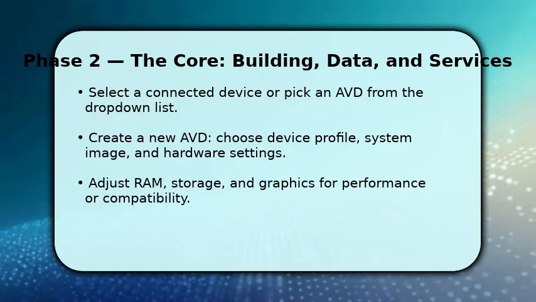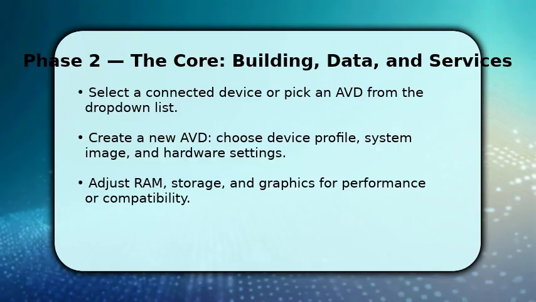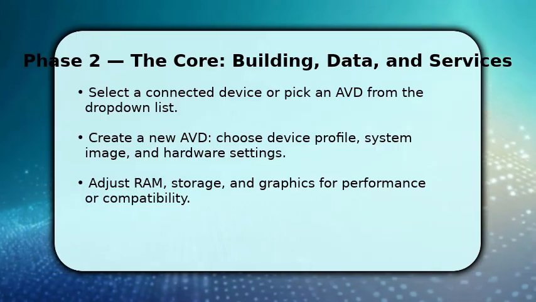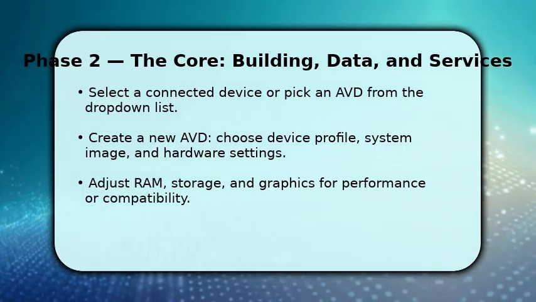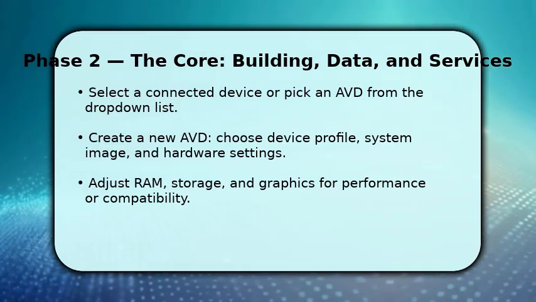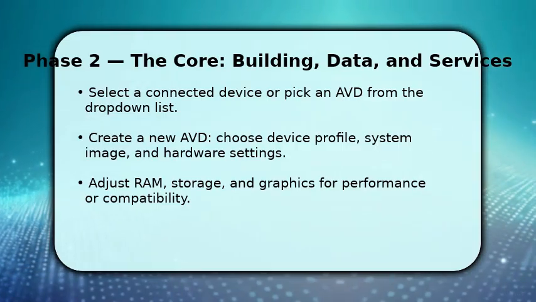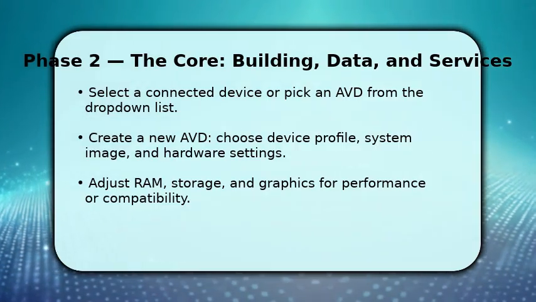If you need a new emulator, click Create Virtual Device, select a profile and Android API level, then download the system image. Make sure to set RAM, storage, and graphics acceleration to match your development goals, otherwise the emulator can be slow or incompatible. Once configured, start the emulator, so Android Studio recognizes it.